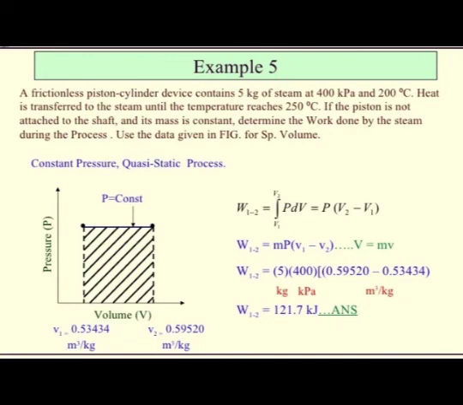So W sub 1-2 is equal to 5 times 400 times the quantity of 0.59520 minus 0.53434, in units of kilogram kPa meter cube per kilogram. So we cancel kilogram, so what remains is kPa meter cube, which is kilojoules. So the answer is W sub 1-2 is equal to 121.7 kilojoules.